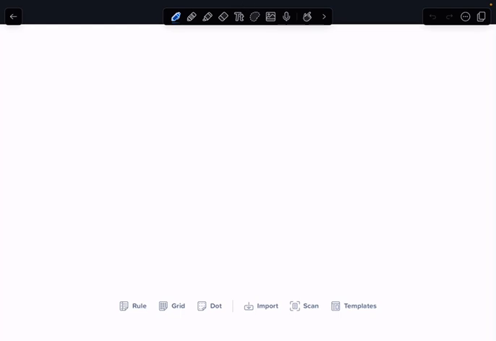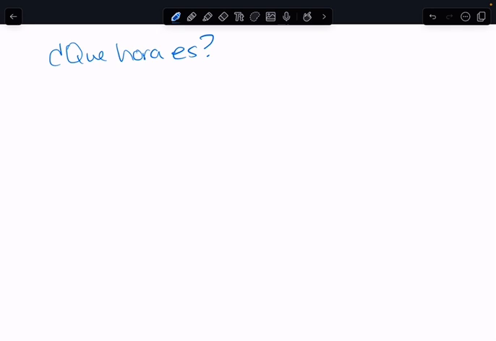The first question that you learn is, ¿Qué hora es? ¿Qué hora es? This is talking about what time it is. ¿Qué hora es? So then, when someone answers, you can say, es la una, or son las dos and up, right?